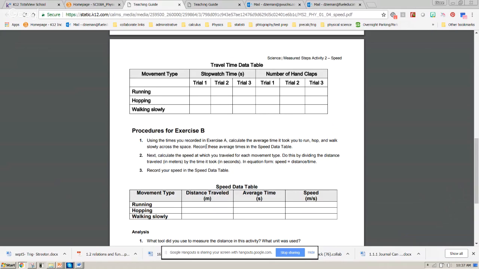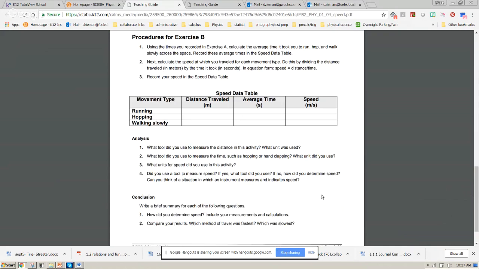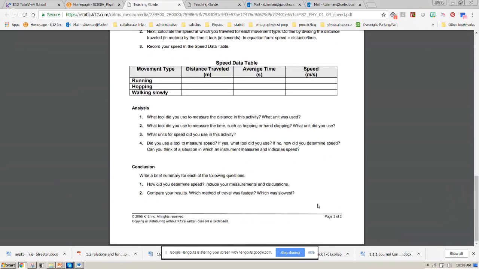So you're going to go ahead and follow the procedures for exercise B, and you're going to figure out the speed that you were using when you were walking, when you were hopping, and when you were running. You're going to answer these questions. Notice there are analysis questions and conclusions. Again, complete sentences, please.